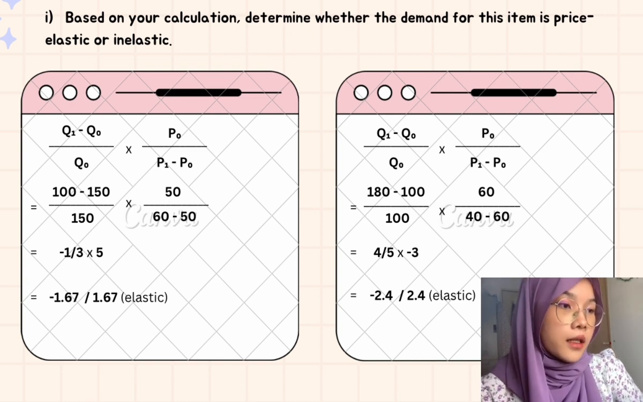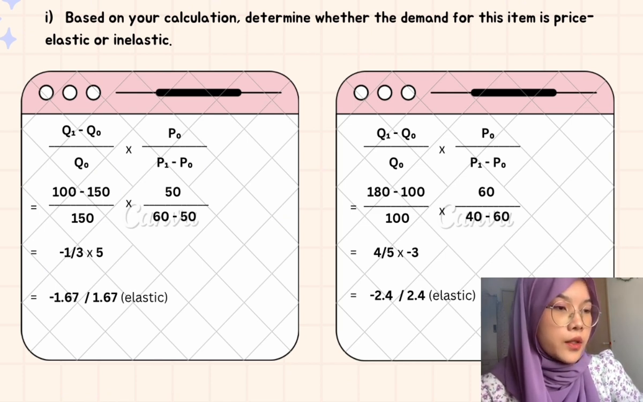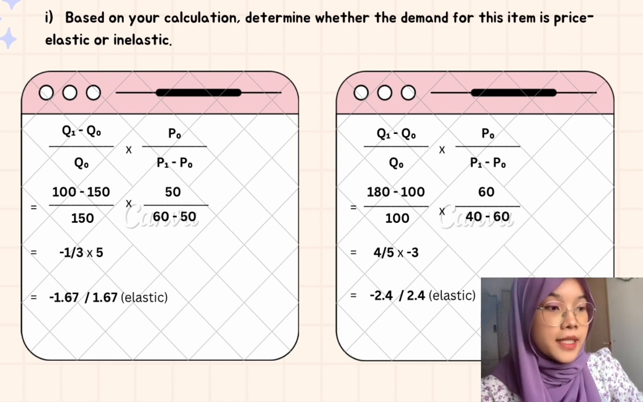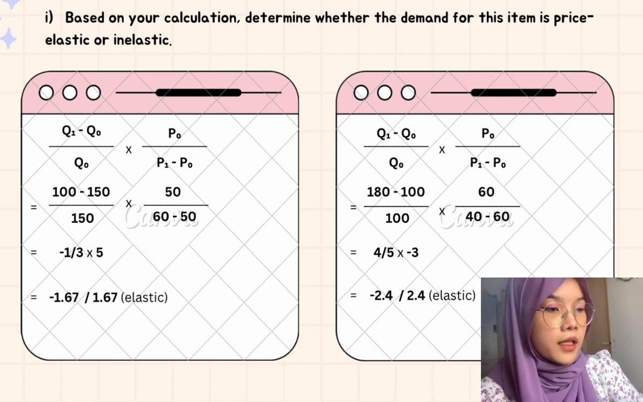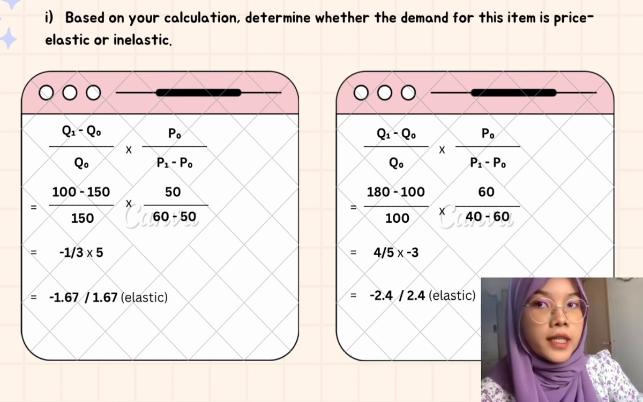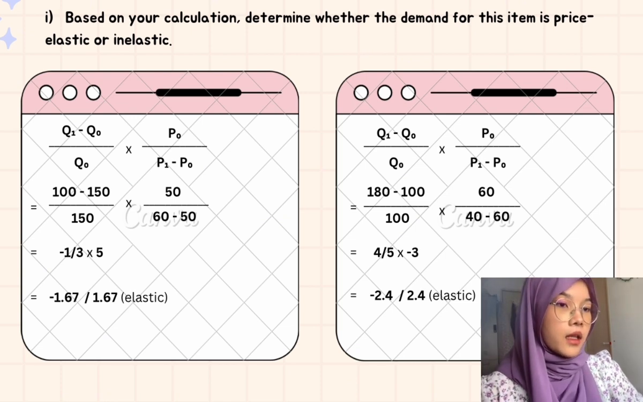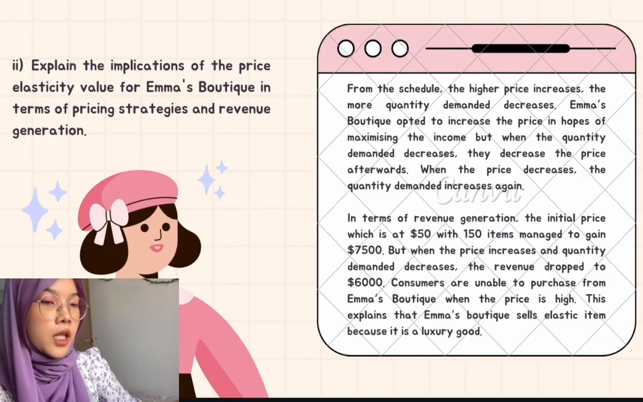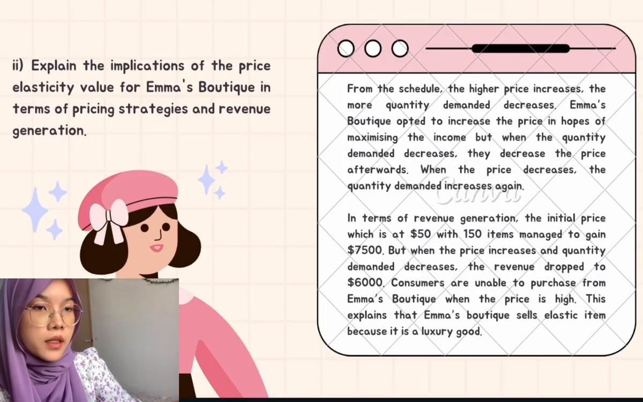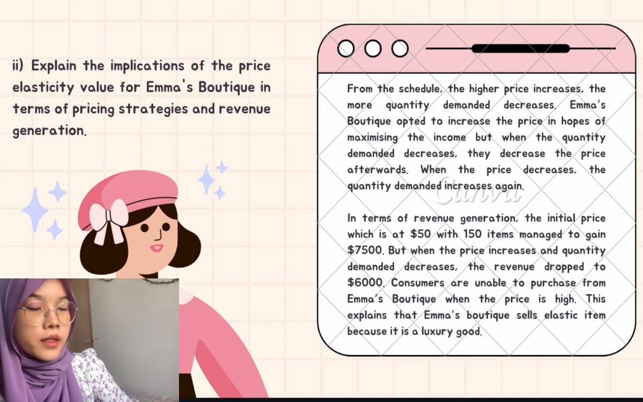For the second calculation, you use the same formula and fill in the gaps where it is 180 minus 100 over 100 times 60 over 40 minus 60. And when you calculate it, you will get 2.4, which is also elastic. Now that is done, we go to Roman 2.